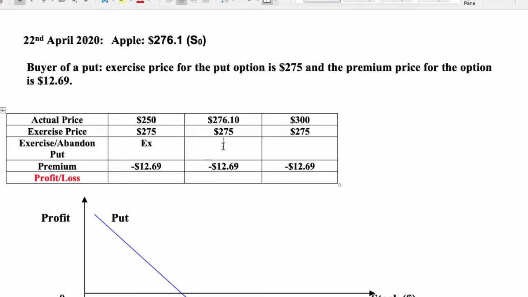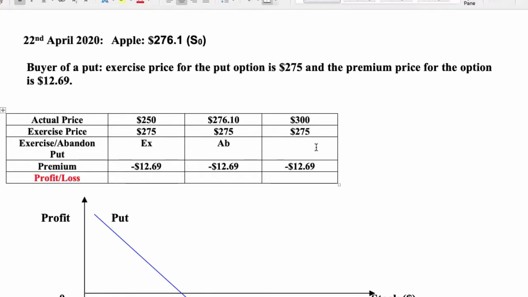What do you do with the next one? If the stock ends up being $276.10, would you like to sell it at $275 or $276.10? $276.10, yeah. You'd rather sell it at $276.10, so therefore you're going to abandon. Usually, if the stock was the same as the strike, it's exercise or abandon. Look, I'm going to abandon it because why would you want to exercise? If I was to sell the stock at $275, I can sell it for an extra $1.10. So I'm going to abandon the option and sell it in the market at $276.10.